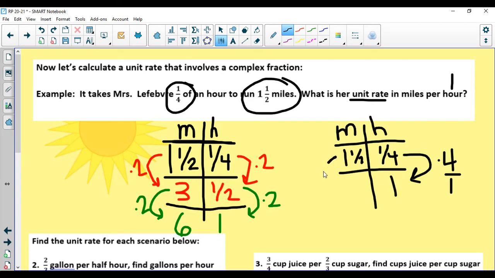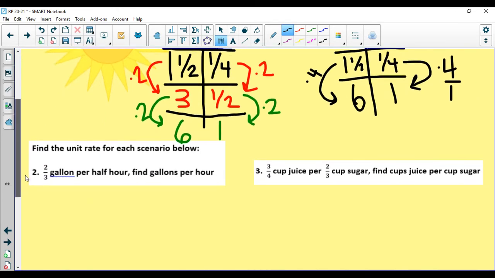So now I could do the same thing over here, multiply it by 4, and I'm going to get 6 as well. So either of those methods work great, but there's my unit rate. 6 miles in 1 hour.